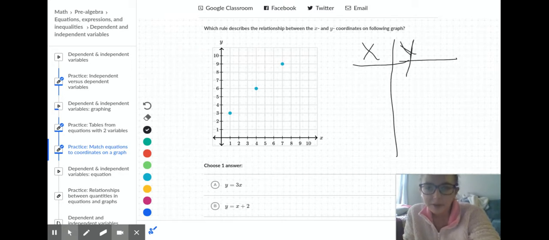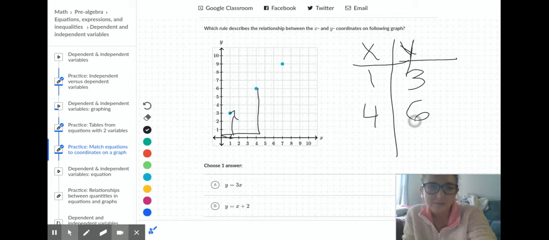So our first point goes over 1 and up 3. So that point is 1, 3. Our second point goes over 4 and up 6. So it's 4, 6. And our third point goes over to 7 and then up to 9. So we'll write 7, 9.